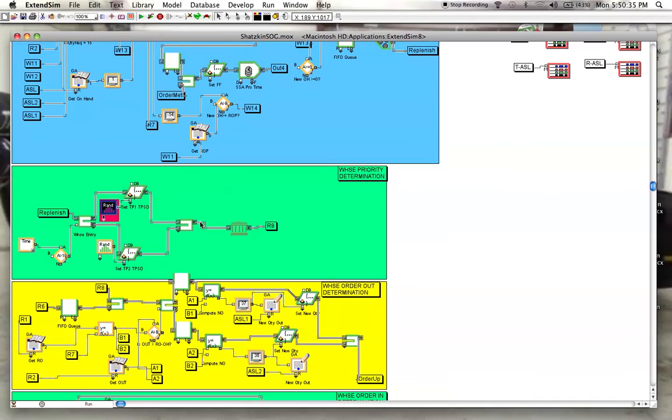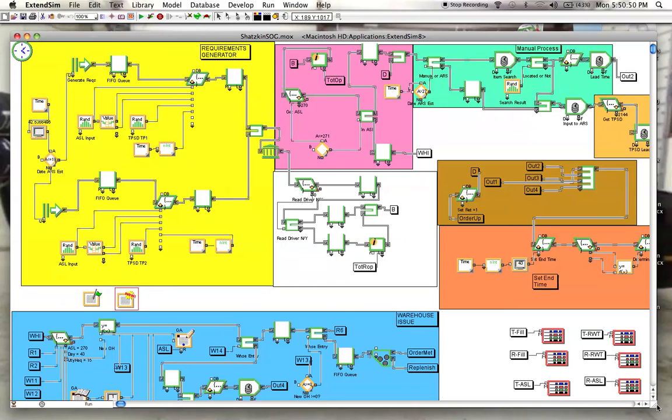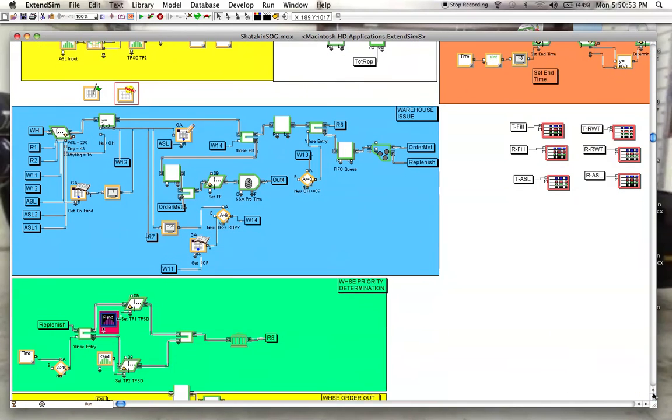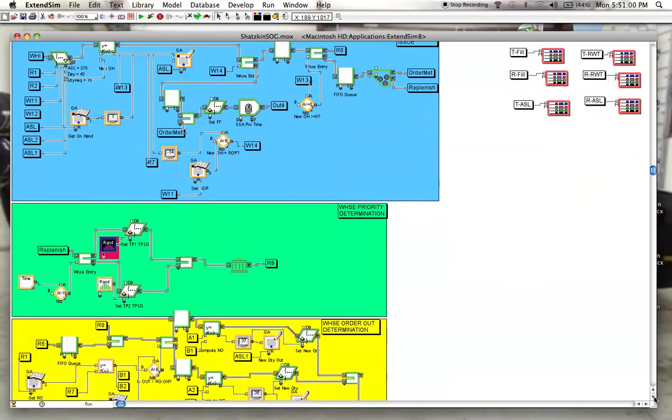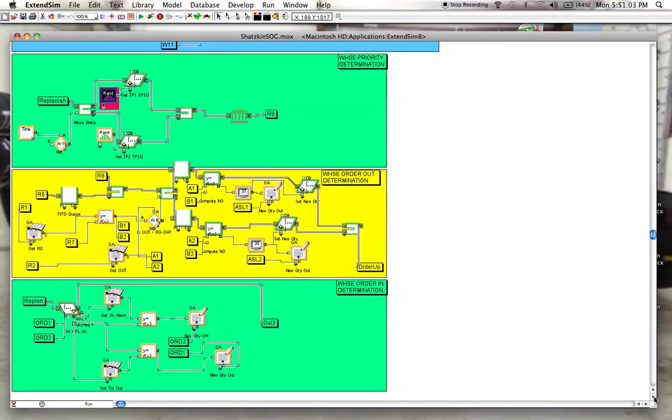All requisitions come back together and then flow out into the warehouse order out determination block, at which time they merge with all of the negative value requisitions coming out of the warehouse issue block. So the point of the warehouse order out determination block is to figure what is the value of that order going higher.